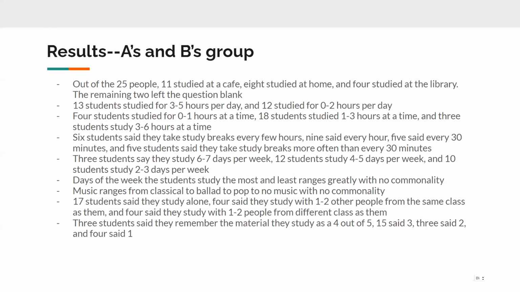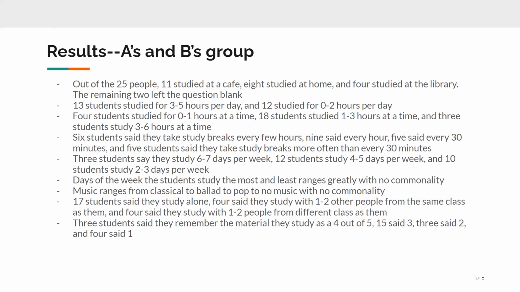4 students said they studied for 0 to 1 hours at a time, 18 students studied 1 to 3 hours at a time, and 3 students studied 3 to 6 hours at a time. 6 students said that they take study breaks every few hours, 9 said every hour, 5 said every 30 minutes, and 5 said that they take study breaks more often than every 30 minutes.